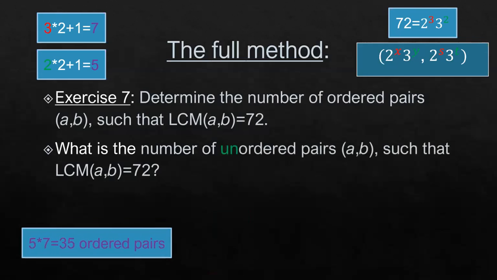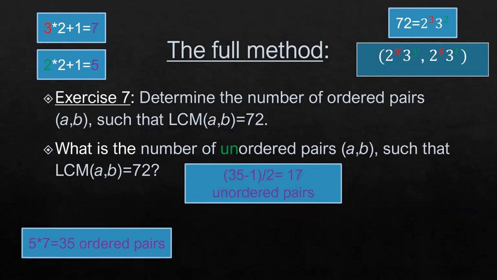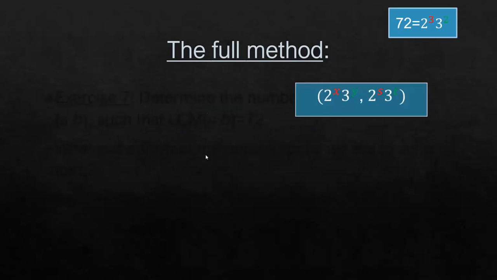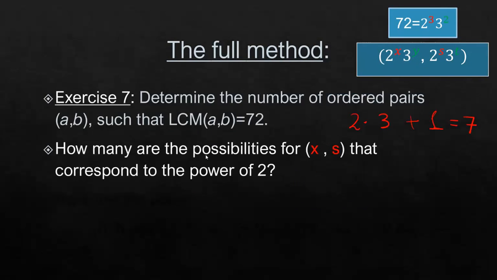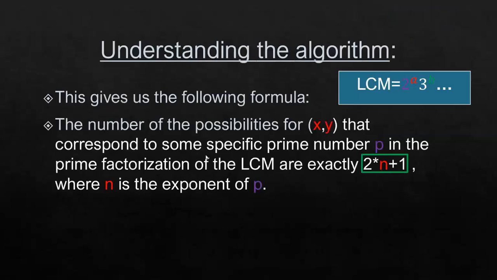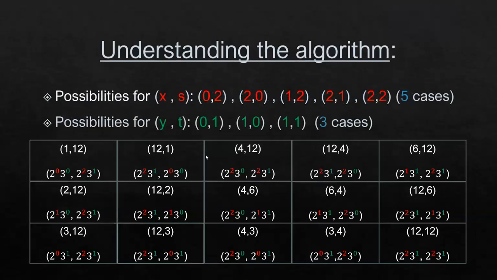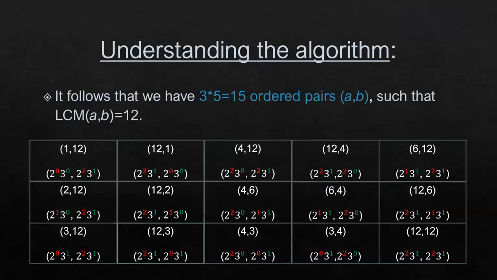Okay, and now what if I asked you about the unordered pairs? Well, to figure out the unordered pairs, we have to slightly go back. We have to go back to the specific example that we had here, let's say. And here we had 15 ordered pairs. How many are the unordered pairs in this case?